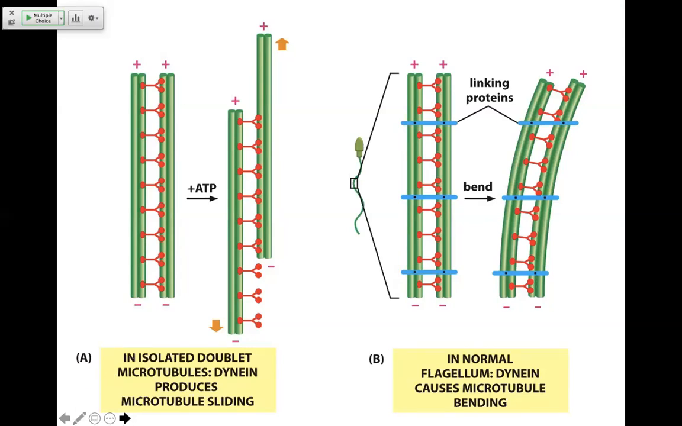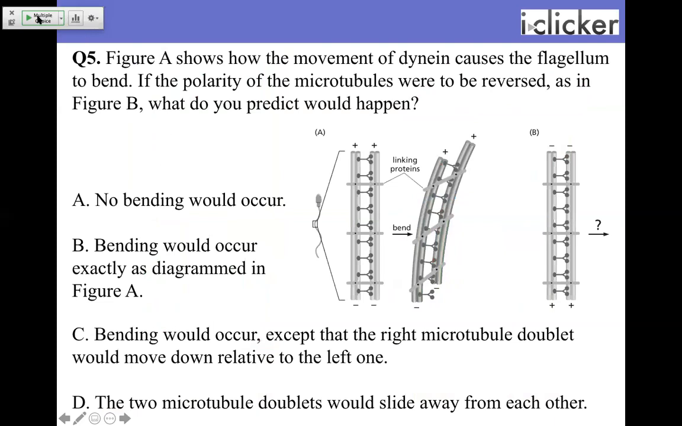So I have a question for you. Here we're looking at an example of what we just described. We have our two doublets of microtubules. We have our linking proteins. We have our dynein motor proteins. And what we're asking is, what if the polarity of those microtubules were reversed from what we had just described? What would happen in that situation? We add ATP. What kind of movement would occur?